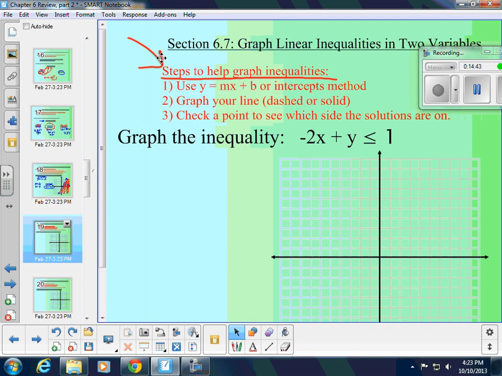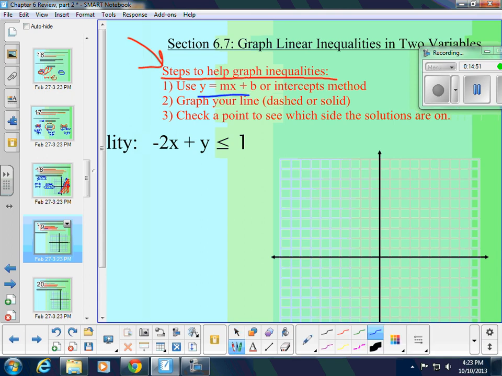So, looking at this example, I'm just going to pull it over here. It says graph the inequality. I'm just going to pull it into my open space. I'm going to keep using slope-intercept form for this one because there's stuff on the same side as y, but if I just add this 2x to both sides, then it's very quickly in slope-intercept form. So I'm going to use that form in this case. y is less than or equal to 2x plus 1.